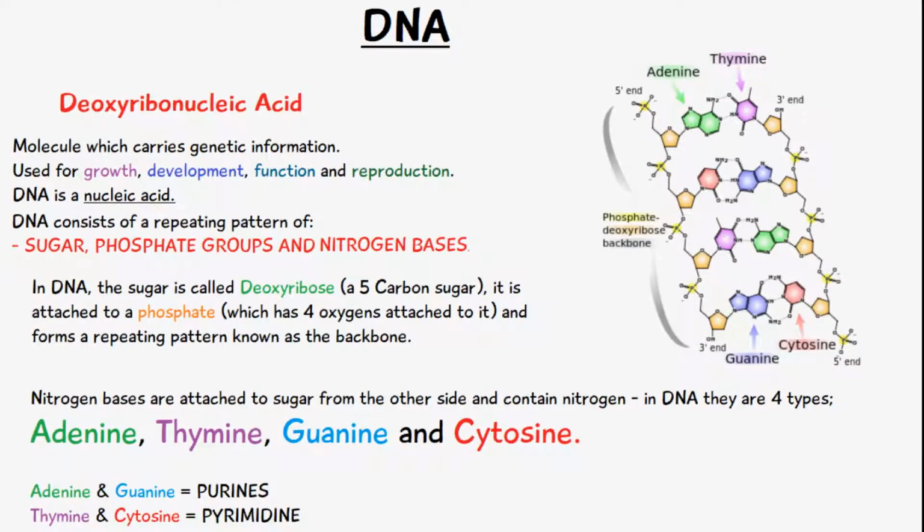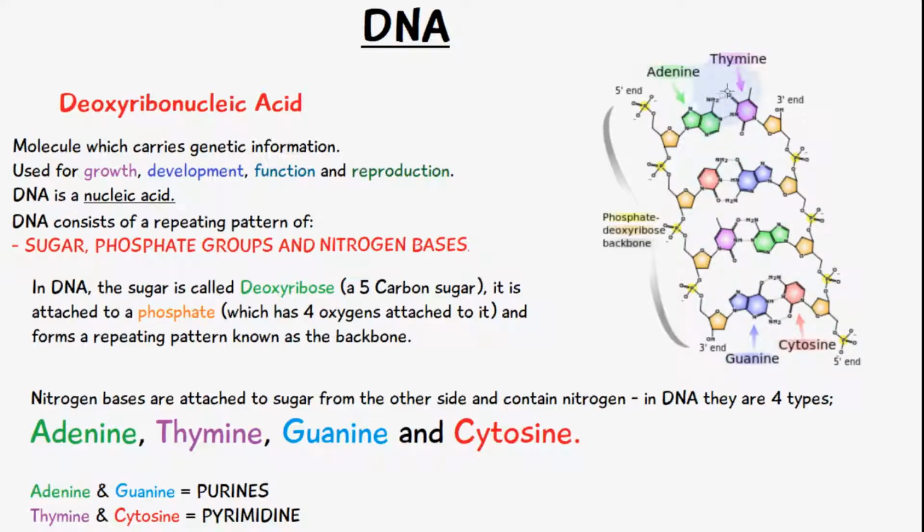So DNA itself, the structure of DNA consists of a sugar, a phosphate group, and nitrogen bases. So in the diagram here you can see this orange ring, which is the sugar. If you look carefully, you can see this P here, and this is the phosphate group, and these in the middle are the nitrogen bases.